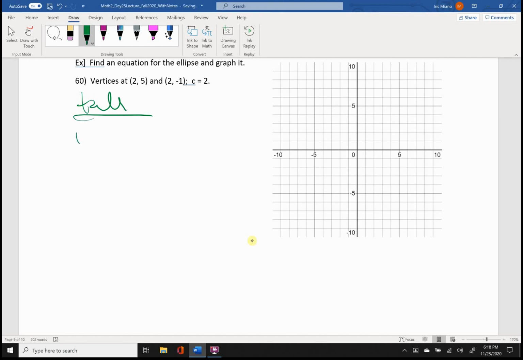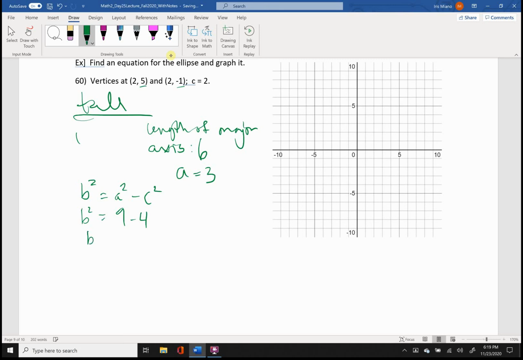Excuse me, and the length of the major axis, since the distance between the 5 and the negative 1, so length of major axis is 6. And so that tells me that my a value is 3, okay? And since I'm tall, I'm going to have my larger denominator under the y squared term, okay? Furthermore, my c is 2, good to know. So b squared equals a squared minus c squared. I'll use that to calculate my b squared, and therefore my b. So that'll be 9 minus 4. So b squared is 5, so b has to equal root 5.